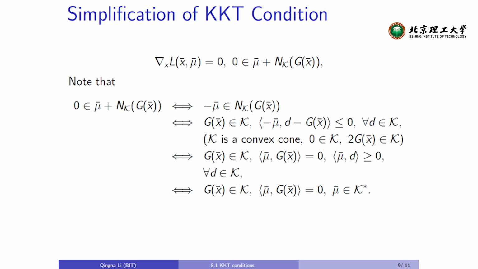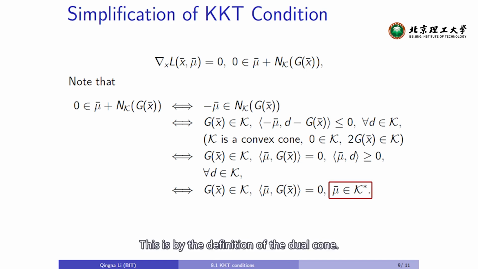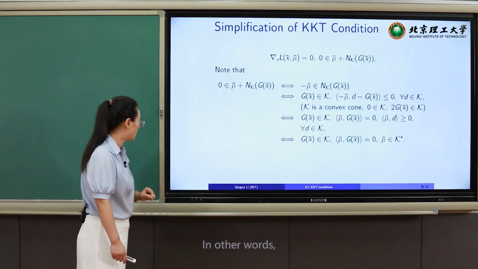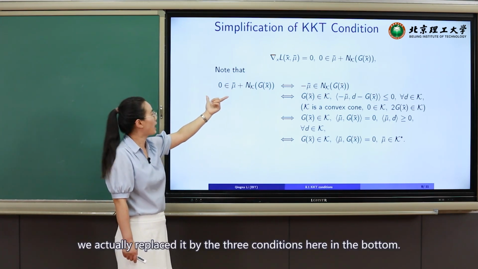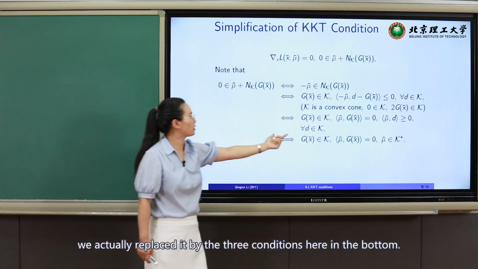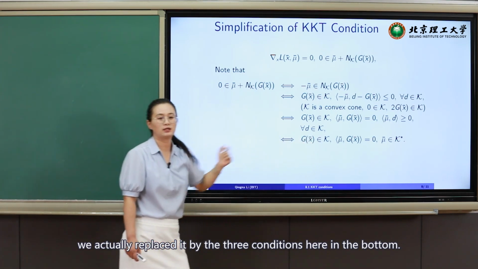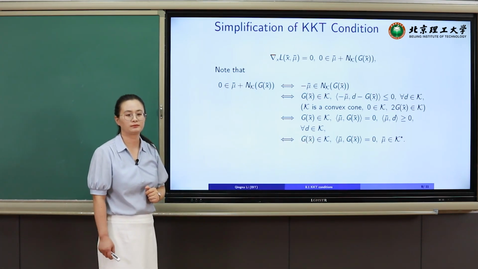By the definition of d, we can see that mu bar lies in the dual cone of cone K, okay? This is by the definition of the dual cone. In other words, the second condition in KKT is replaced by the three conditions here at the bottom.